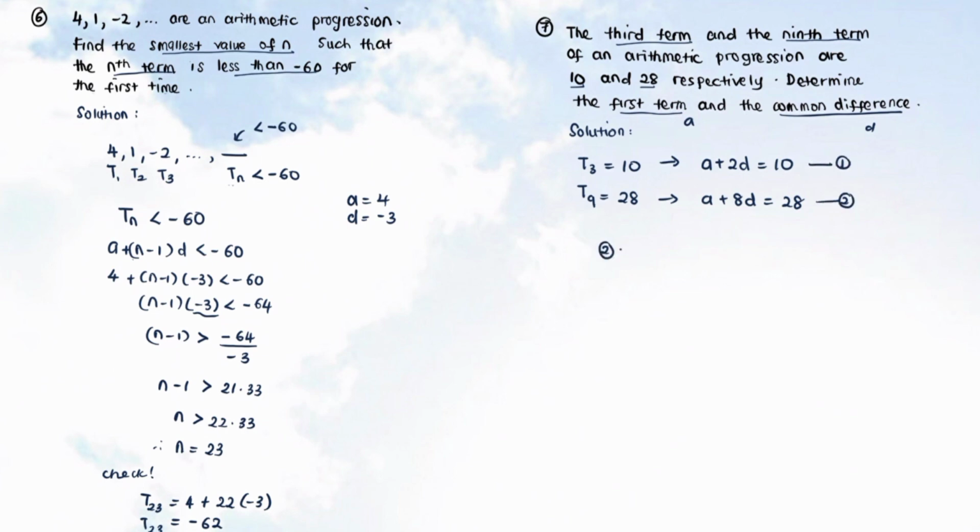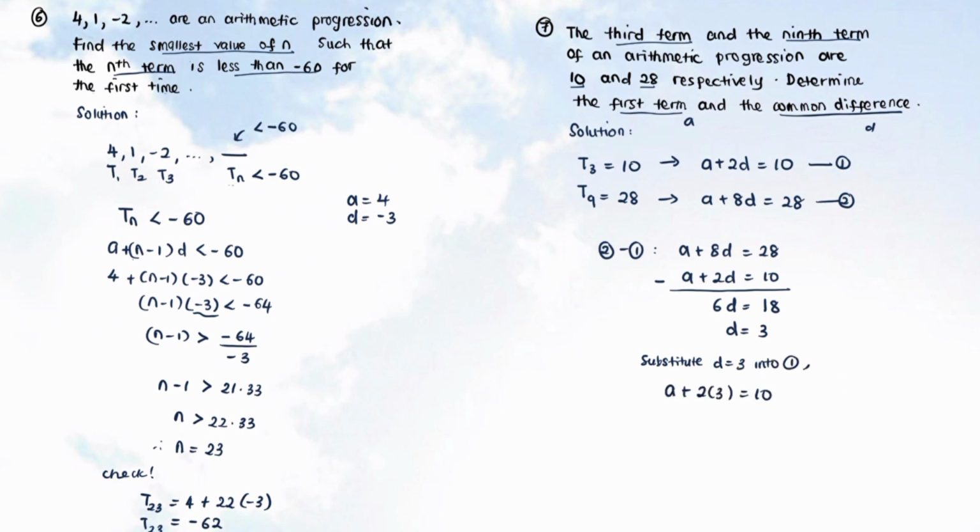We do the simultaneous linear equations. Equation 2 minus equation 1, by elimination, you will get 6d equal to 18, d is equal to 3. So substitute d is equal to 3 into equation 1 and you will get a plus 2 times 3 is equal to 10, a is equal to 4. Therefore, a is equal to 4 and d is equal to 3.